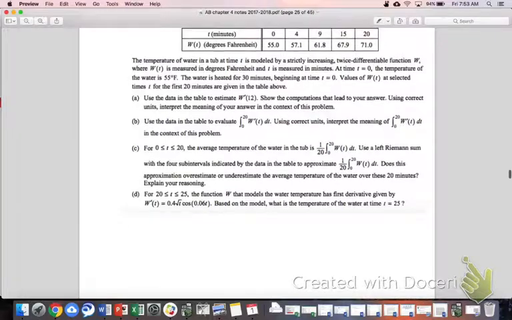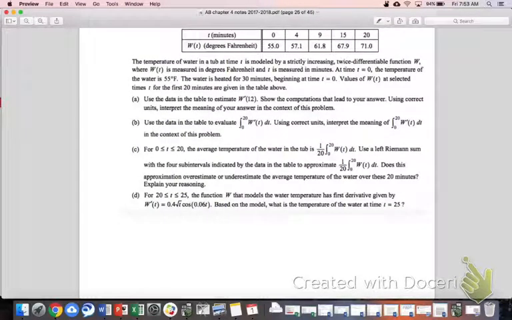So this is a temperature of water in a tub. I told you they did a lot of water tank style questions for a while. Lots of them. Here we go. This is an old AP question. I'll read the question stem to you. You got that table above. The table has to do with time and degrees Fahrenheit of water in a tub. Can you see from the table whether the water is cooling down or heating up? It appears to be heating up, yep.